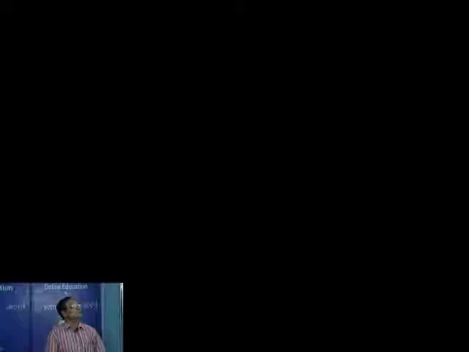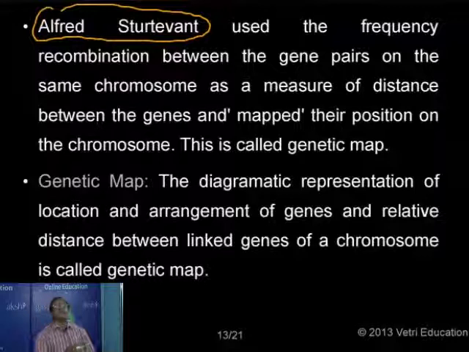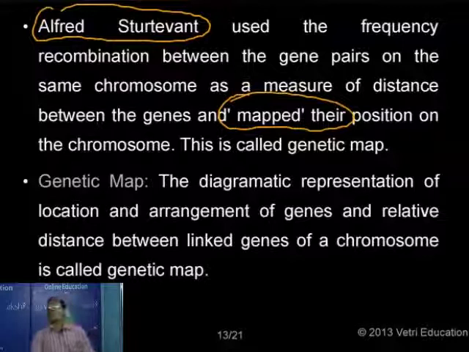Now a person by name Alfred Sturtevant used the recombination frequency as the measure of distance between the linked genes located in the same chromosome, and mapped their position on the chromosome. He was the first person to use the recombination frequency as a measure of distance between two linked genes on the chromosome and map their position on the chromosome. And this is called a genetic map.